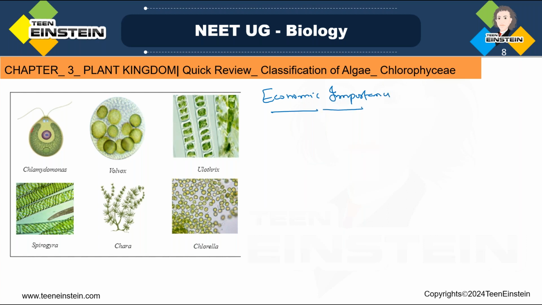About the economic importance of algae, we are talking about the green algae. For food, we use Chlorella, which is used as food, and Chlorella has a large amount of protein. So that is the main use as a food. Then antibiotic. Chlorella is the example. From Chlorella, we are isolating one antibiotic which is called chlorellin, which is the antibiotic.